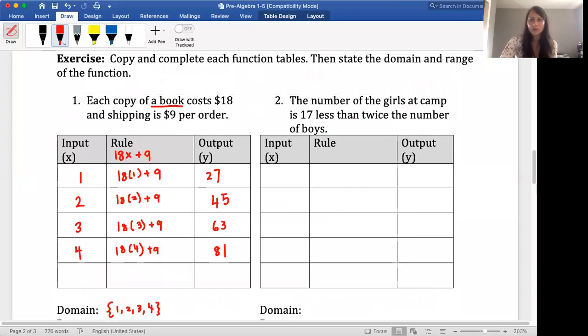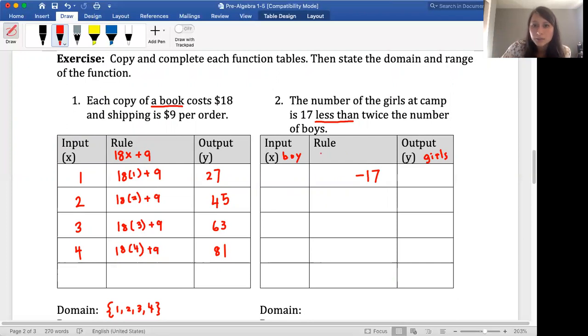All right, let's do number 2. The number of girls at camp is 17 less than twice the number of boys. Oh dear, so we've got a lot going on. We don't know how many girls are at camp, so this would be the amount of girls. I'd have to know the amount of boys to know the amount of girls. 17 less than, remember, less than is a turnaround word, so it's whatever minus 17. Twice the number of boys: however many boys I have, take twice that amount, and then subtract 17.